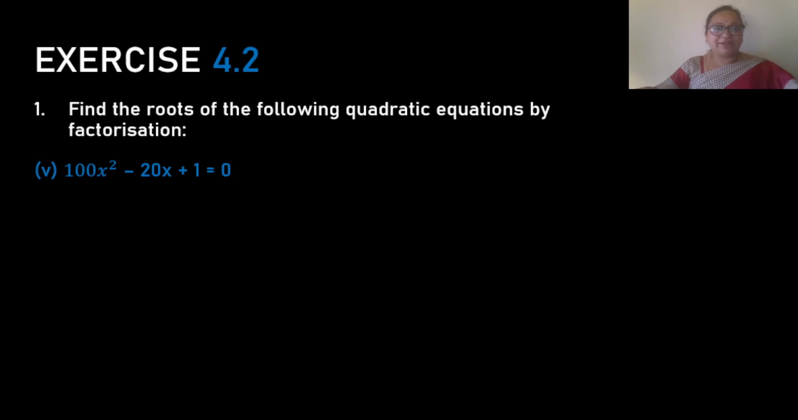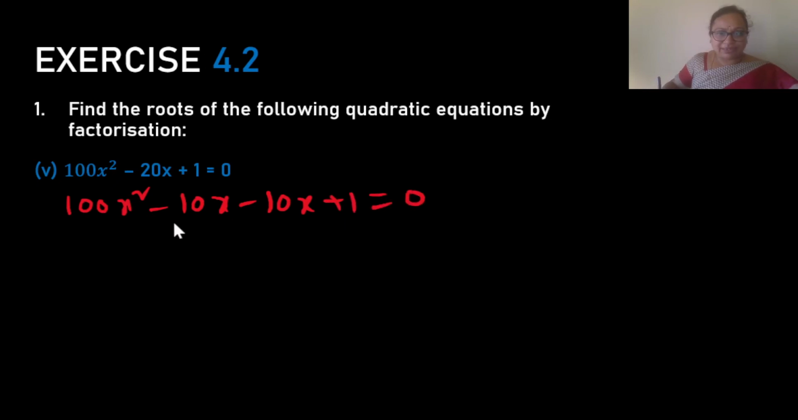Question number 5. 100x square minus 20x plus 1 is equal to 0. Product of first term and last term, it is 100x square. Middle term is minus 20x. So, 10 into 10 is 100. We will consider 100x square minus 10x minus 10x plus 1 is equal to 0. If you multiply these two terms, minus 10x into minus 10x plus 100x square, minus 10x plus minus 10x is minus 20x. Middle term we are getting.